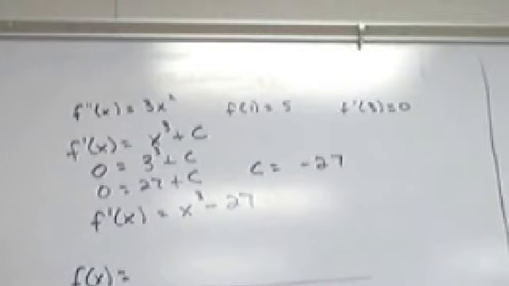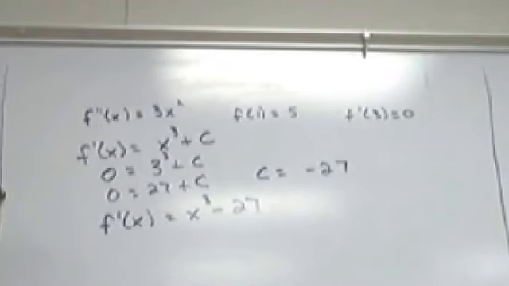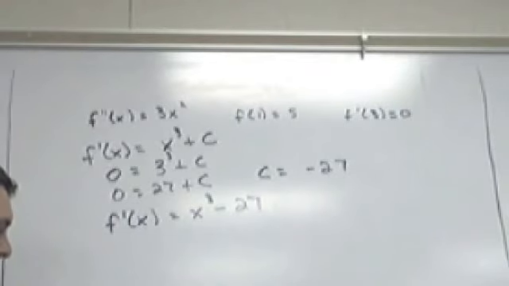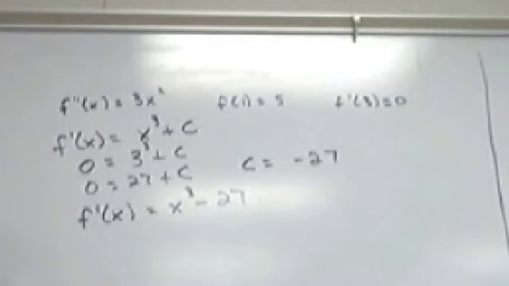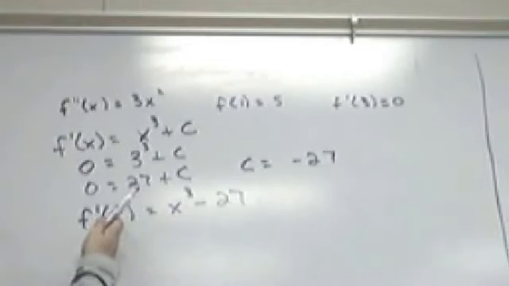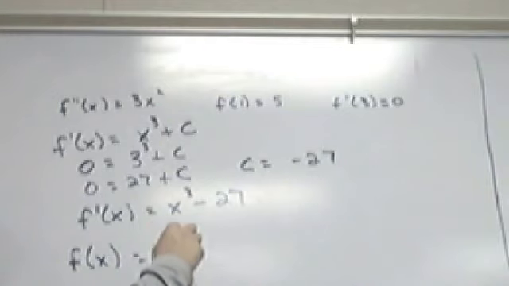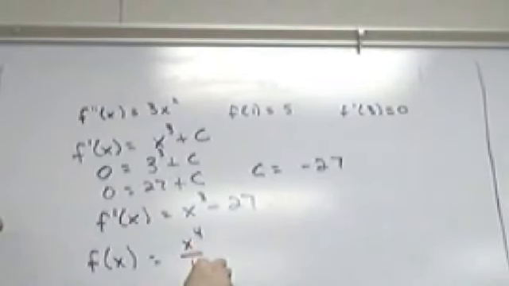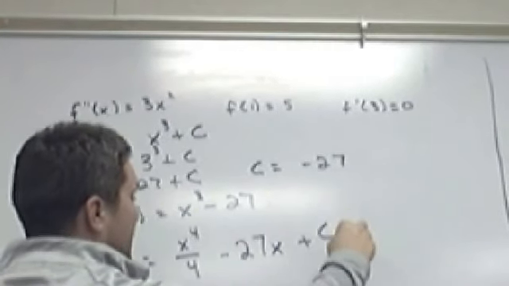Now, the next part, I've got to find f of x. That's my goal. When I'm done, I want to find f of x. So what do I know? I know the derivative of it. So I've got to take the antiderivative of this to get f of x. So f of x is going to equal x to the 4th over 4 minus 27x plus c.